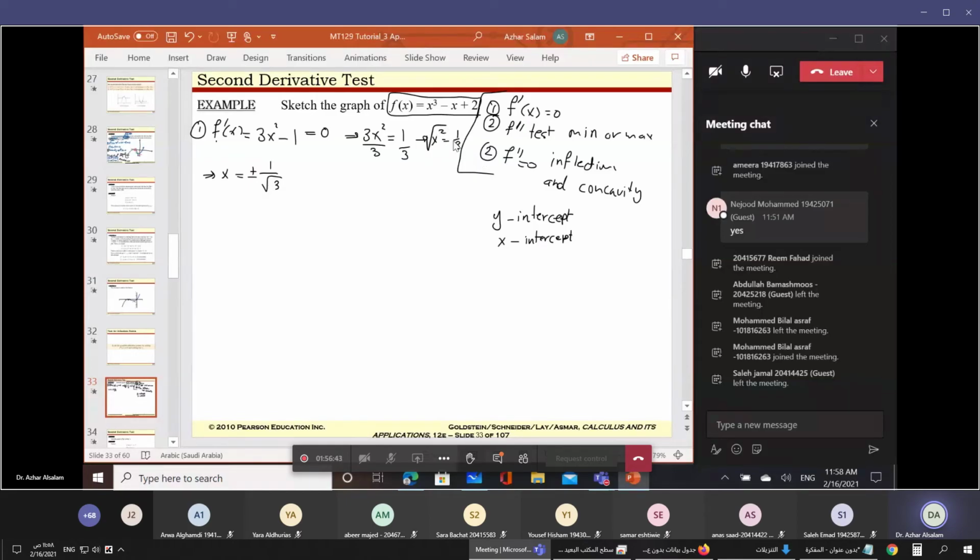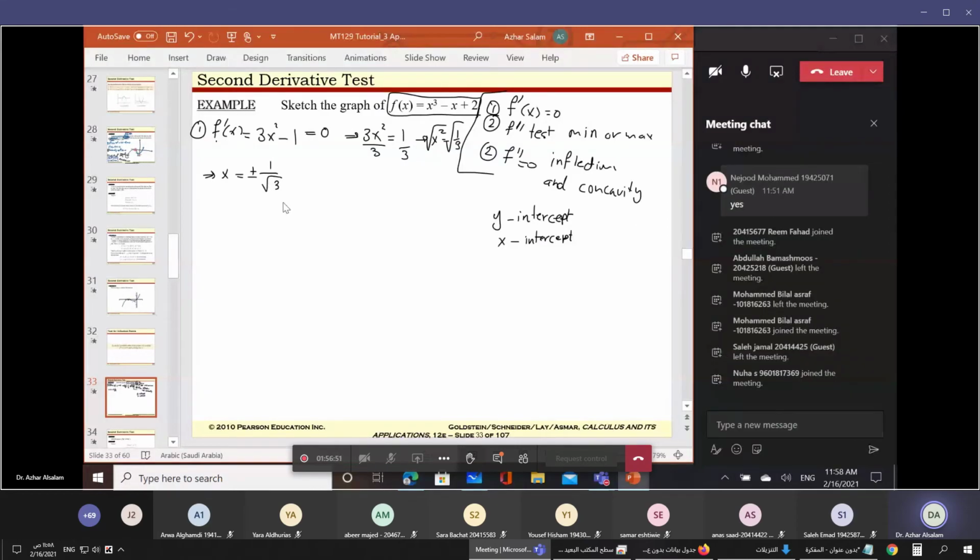I take the square root of both sides. I can write the square root of a third, or I can take the 1 outside the root: square root of 1 is 1, so 1 over square root of 3. Okay. So I have here 2 points. I have to check whether these are minimum or maximum. So I will use the second derivative test. Okay, I will find the second derivative, which is 6x.